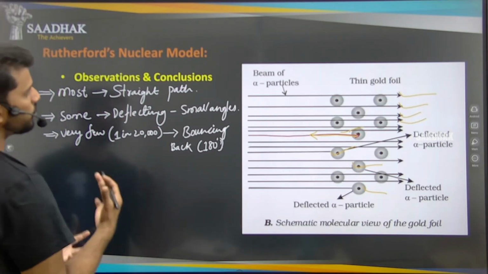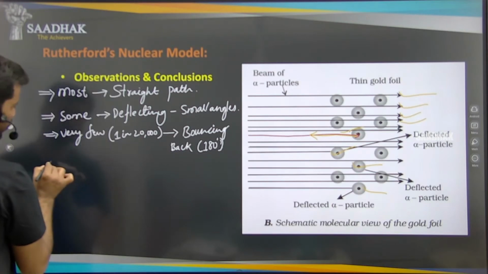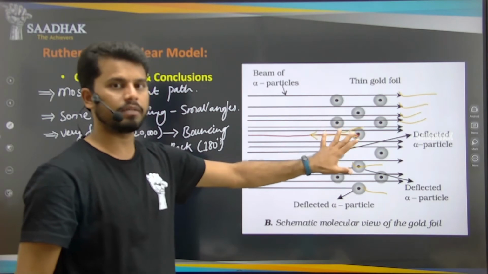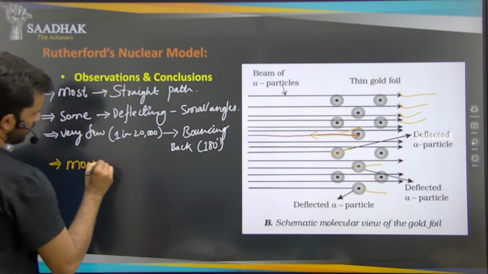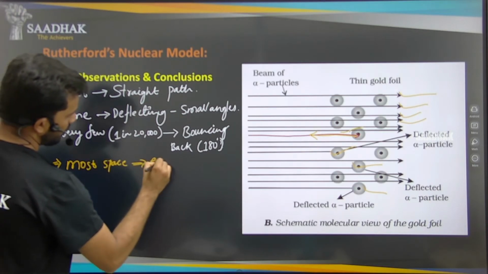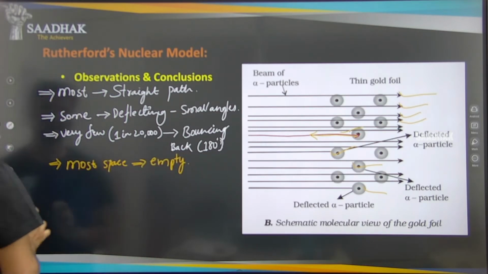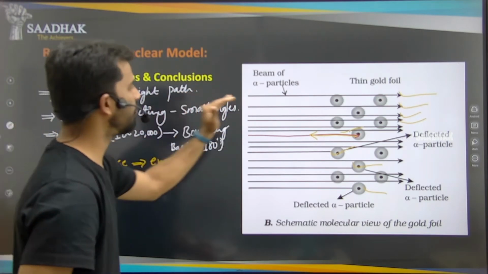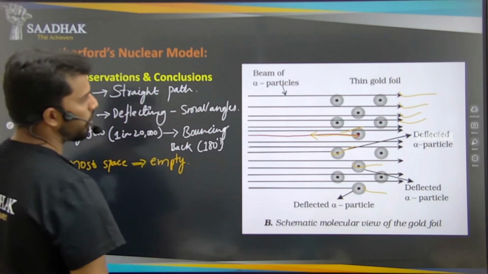Then what are the conclusions that he came to by observing these three observations? So the first conclusion that he made is most of the space of an atom is empty. He said that most space of an atom is empty because most of the alpha particles are following the straight path. Okay. Next, some are deflecting at small angles.